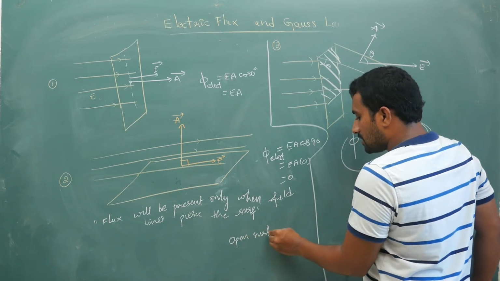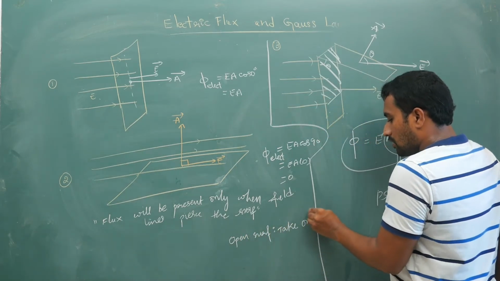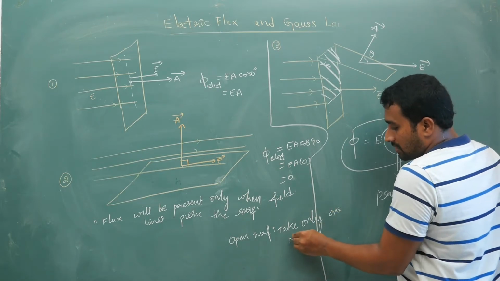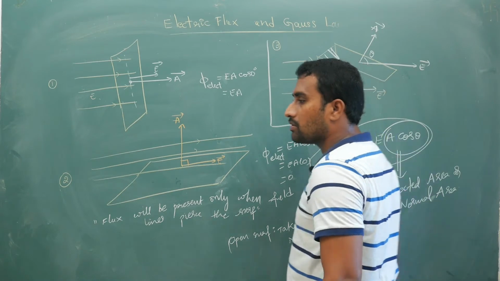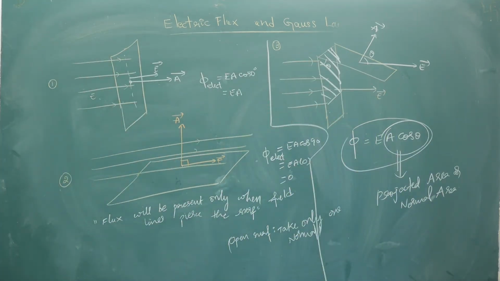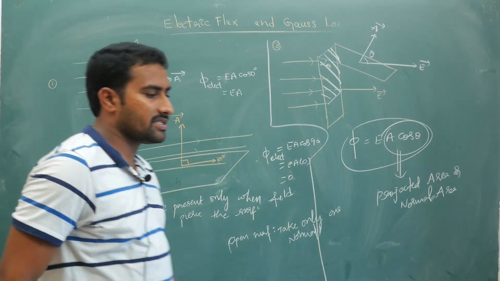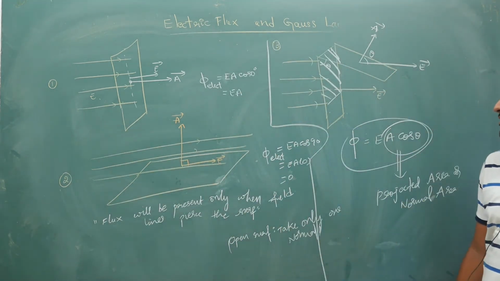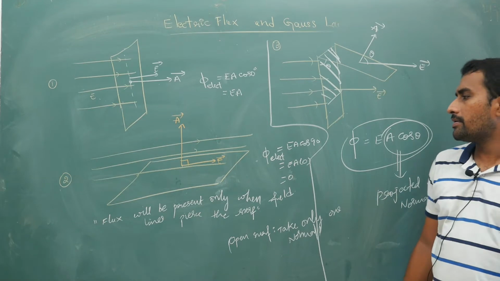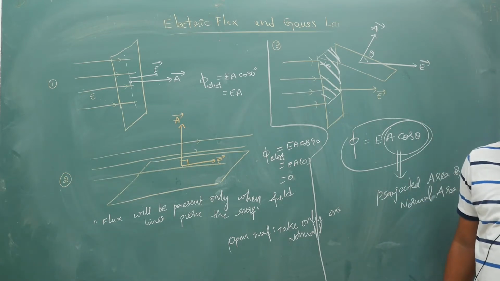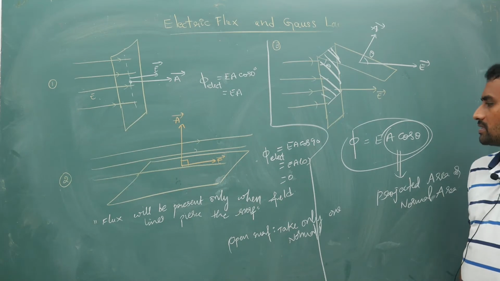Open surfaces, take only one normal, do not consider both, either that or this, and stick to it for the whole question that you are doing. Okay, so for open surfaces this is how you calculate the flux when the field is constant. Now what is this projected area or normal area business? I will tell you. So we will try to do a question and then I will explain your flux idea further. Okay, right? Now let us try to do a question.